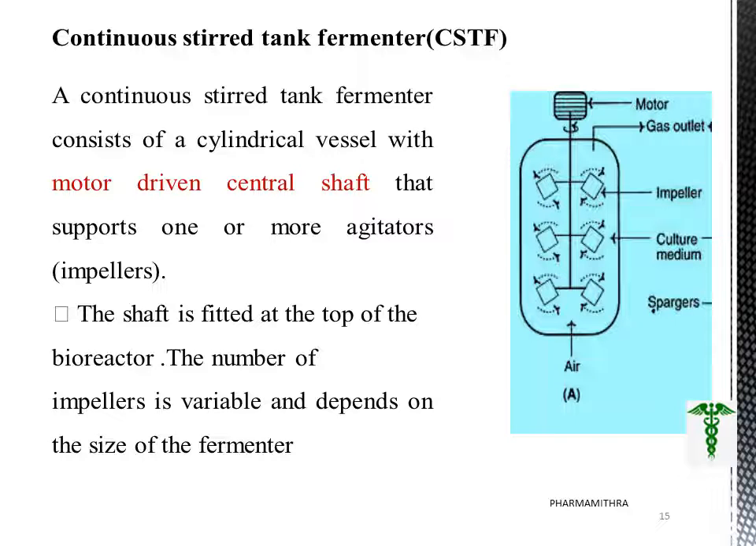Next type is the continuous stirred tank fermenter. Here the motor is there. The continuous stirred tank fermenter consists of a cylindrical vessel with a motor-driven central shaft that supports one or more agitators or impellers like the stirred tank fermenter. Here, the shaft is fitted at the top of the bioreactor.